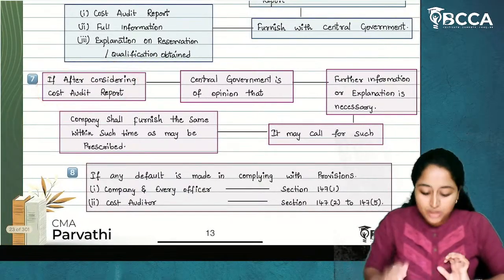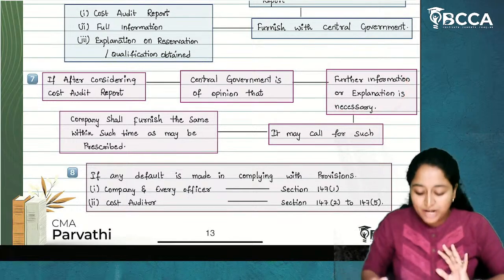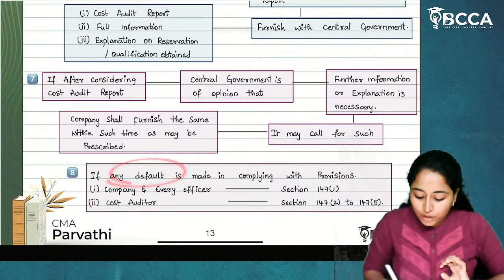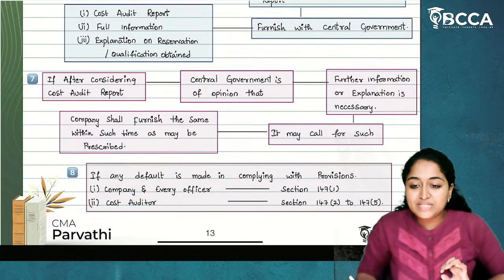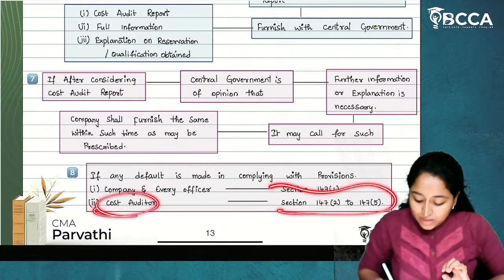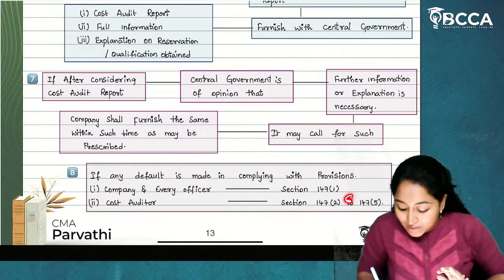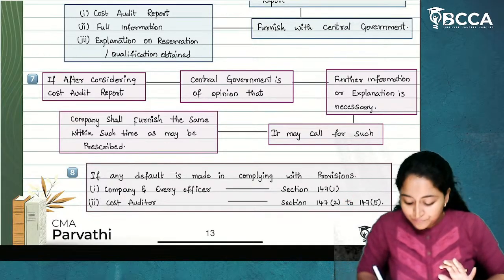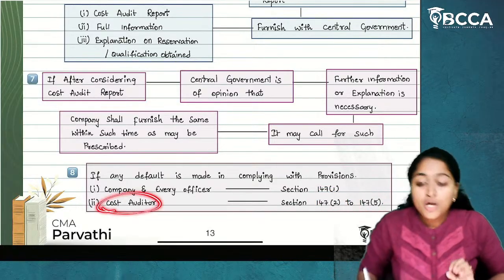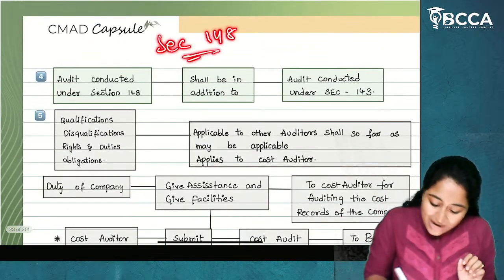If after considering the cost audit report, the central government is of the opinion that further information or explanation is needed, it may call for such further information. And then if any default is made, the company and every officer will be liable under section 147 subsection 1, and the cost auditor will be liable under 147 subsection 2 to 147 subsection 5. This is not "and". Most students get confused here. 147 subsection 2 to 147 subsection 5 for every cost auditor. This is regarding section 148 you have to write it.